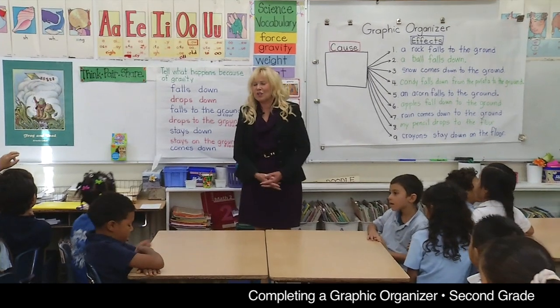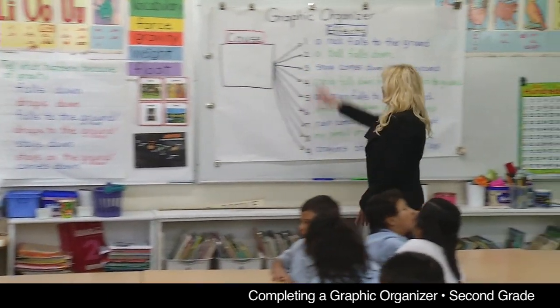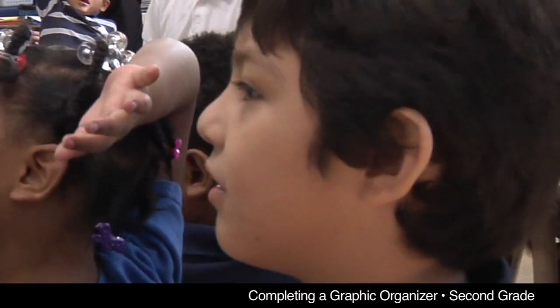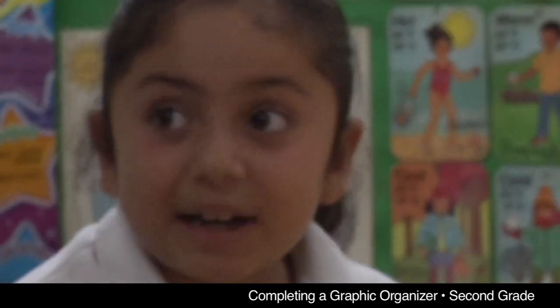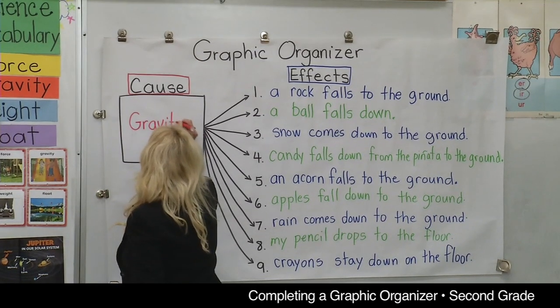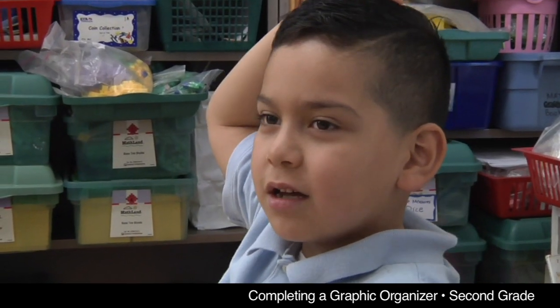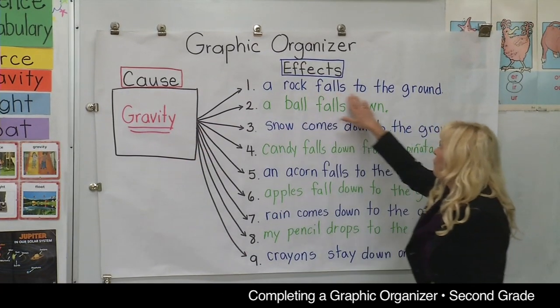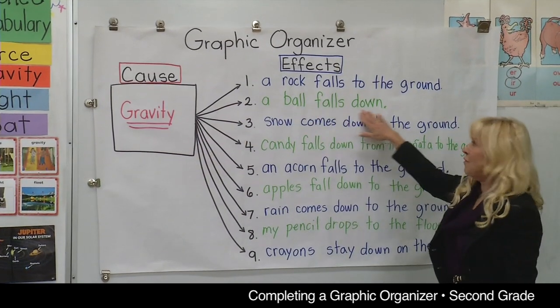I walked around and I listened to some really good thinking. All right, so why did we decide that the rock falls down, or a ball falls down, or apples fall down? Why did all these things happen? Jasmine? Because gravity. Because of gravity. The reason that all these things happen is because of what? Gravity. Gravity is what we call our cause. So because of gravity, a rock falls to the ground. Because of gravity, a ball falls to the ground.